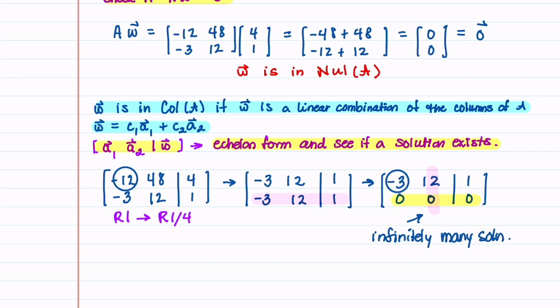So our augmented matrix has a solution. In fact, it has infinitely many solutions. Because a solution exists, this tells us that W is in the column space of A.